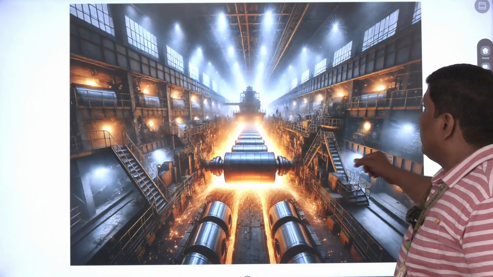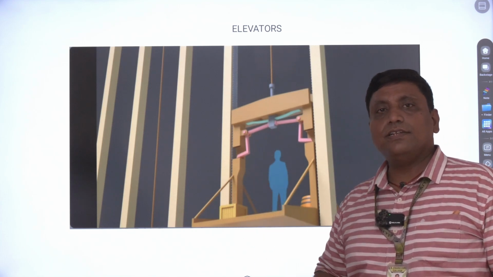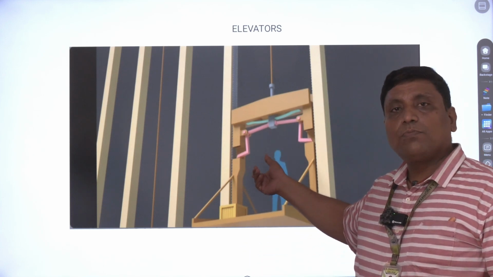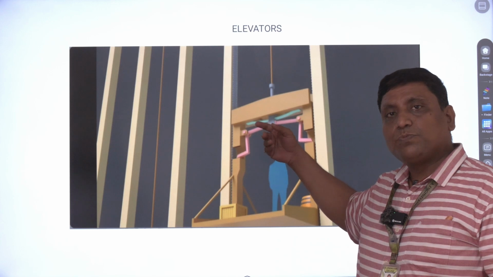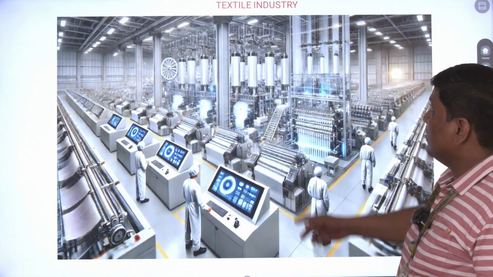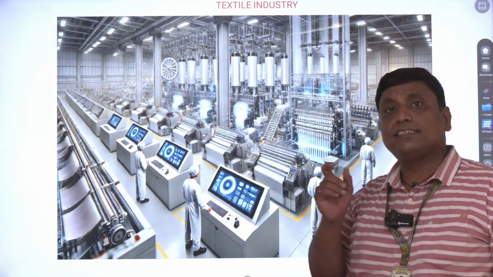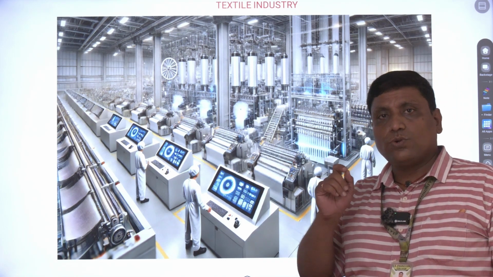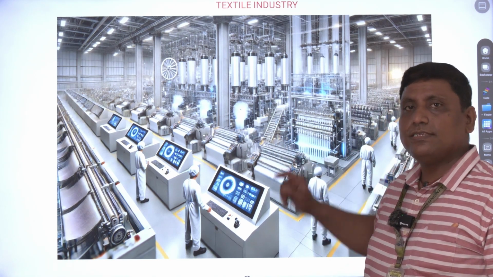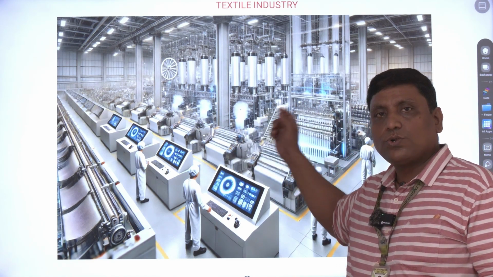Similarly, in elevators we use a DC shunt motor or DC compound motor. Here also we immediately stop or start, so different speeds are required and precise control is required. Similarly, the textile industry uses a DC shunt motor because it requires stable operation. A DC shunt motor gives a constant speed, so we use it, and it requires precise control of speed.